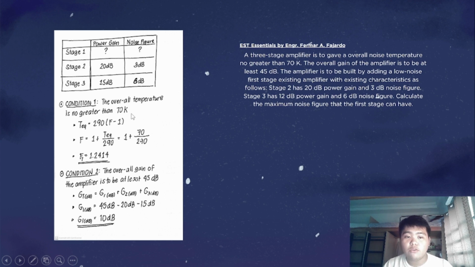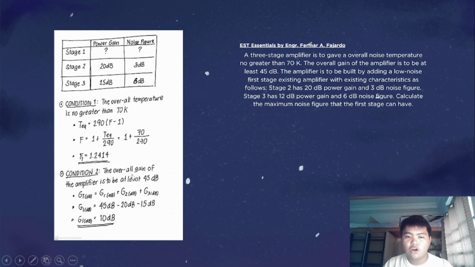So we manipulate the algebra and we get F is equal to 1 plus T sub EQ over 290, or just simply 1 plus 70 over 290, and we get the total noise factor of 1.2414.